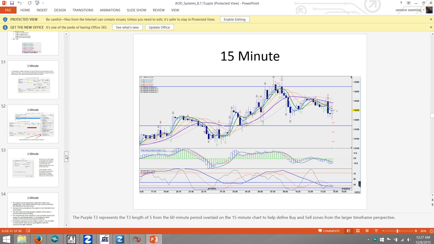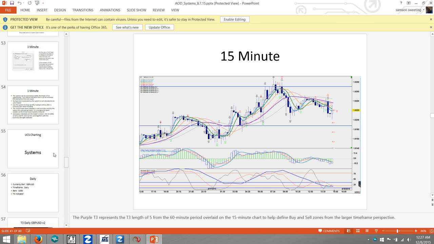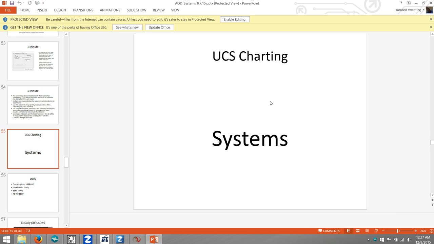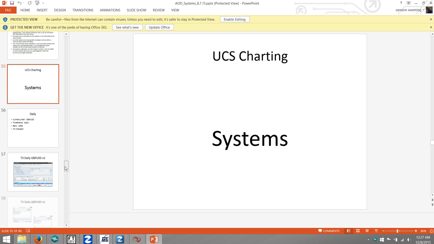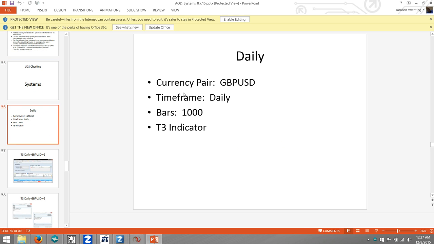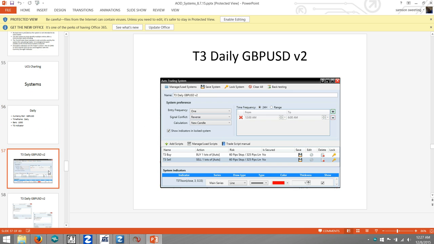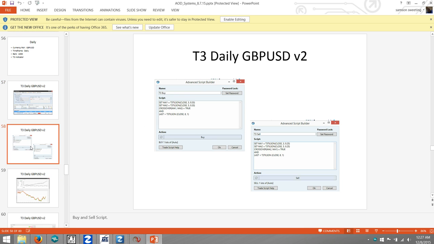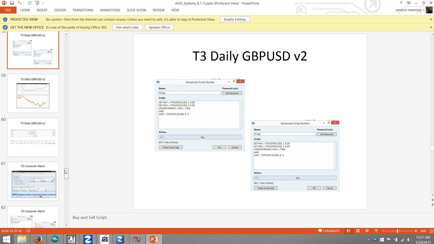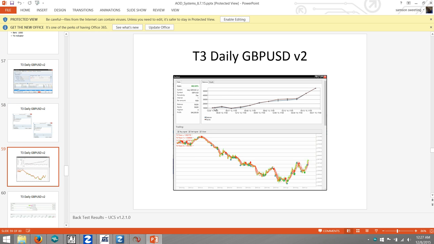Okay, so many systems in here. Okay, UCS charting systems. He has a daily for the GBP USD, and he gives you all the parameters for it. And here's the profit factor. It's a gain of 462%.